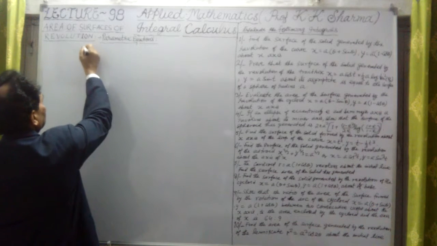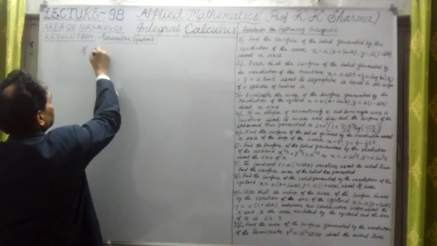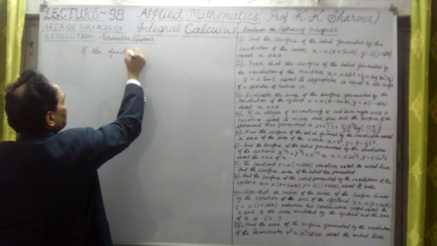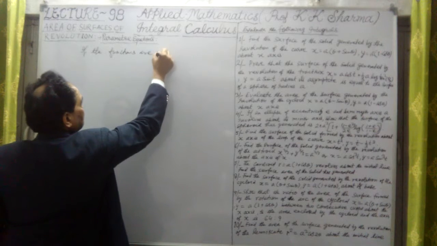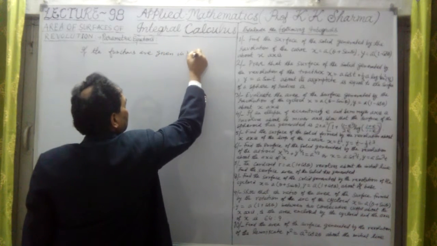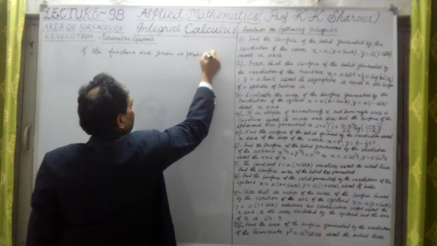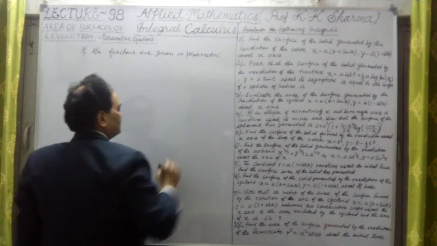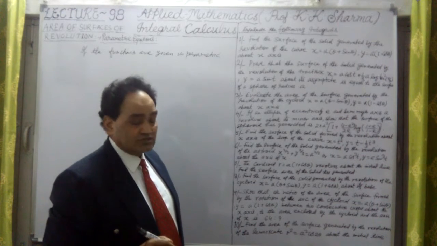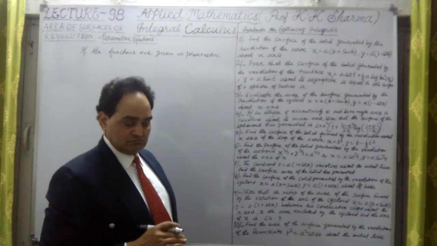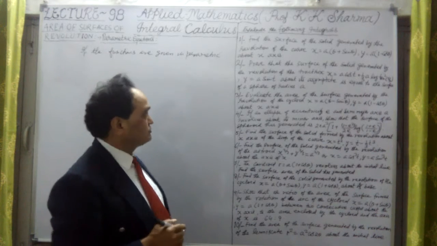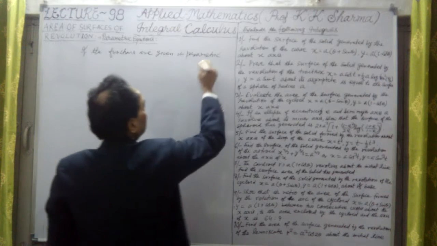Let me take, if the functions are given in parametric form. What is the parametric form? If x and y, the two Cartesian coordinates, are expressed in a third variable, the third variable is known as the parameter, and these equations are known as parametric equations.